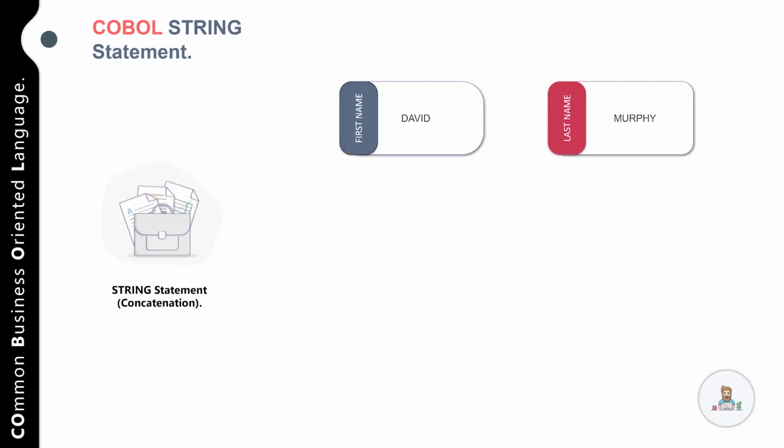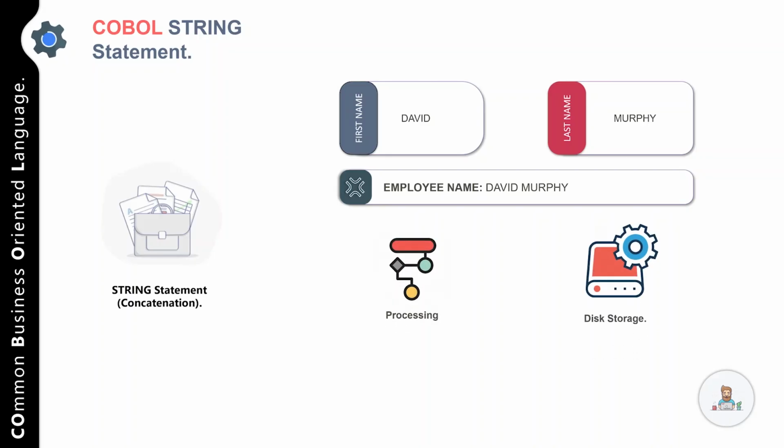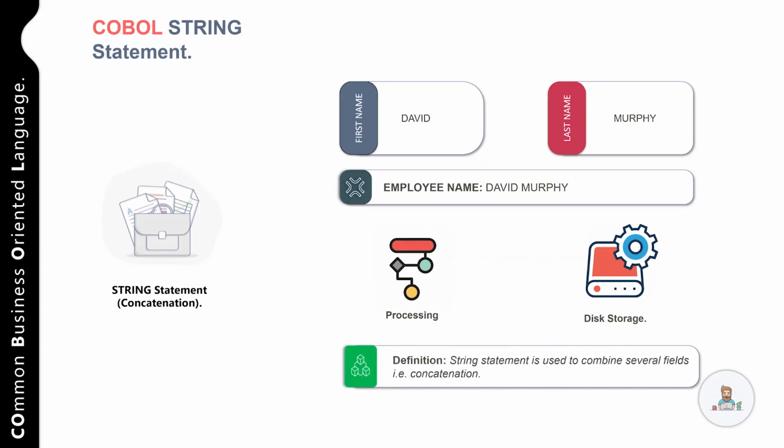But sometimes for our backend processing, we generally need to convert that information into a more concise form for processing, or maybe for storing that data on the disk. So the process of combining data from several fields into a single field is called concatenation or merging. And the STRING statement is used to perform this operation. The STRING statement can be used to move, combine, and condense fields as per your requirement.